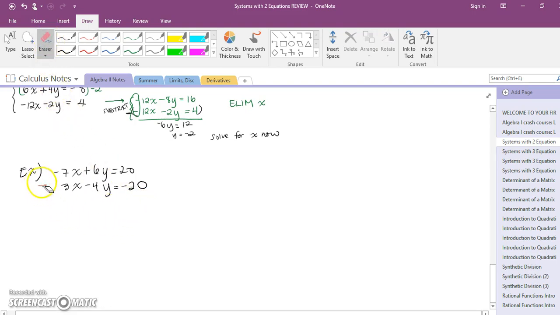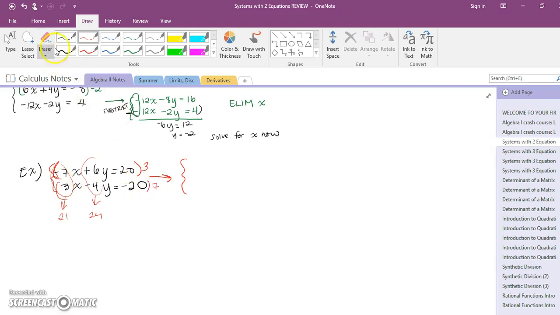The whole point of elimination is to actually eliminate something, which involves making the coefficients the same. So when I see this here, I'm looking at negative 7 and 3, and 6 and negative 4. I could go for 21 here, and I could go for 24 here. I'm going to go ahead and eliminate x, so I'm going to make my x's the same. So I'm going to be multiplying this by 3 and this by 7.